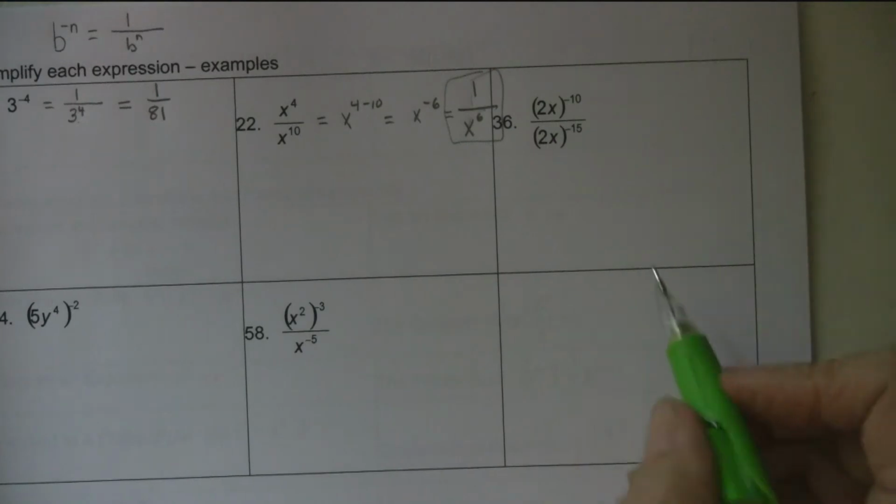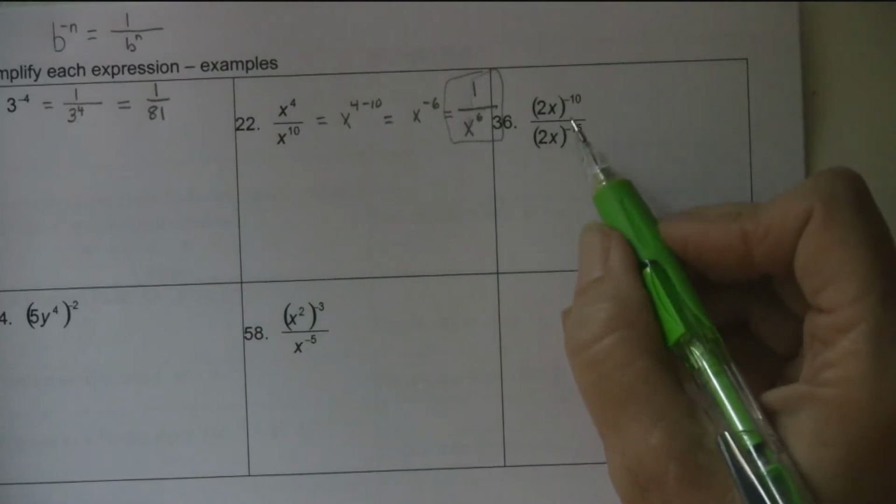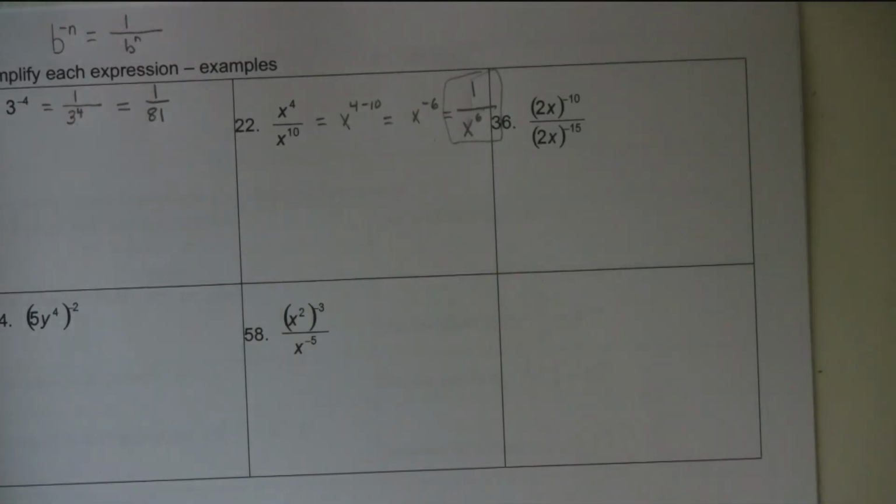This one's not simplified because this base occurs twice. 2x is the base, and it occurs twice. And also because of negative exponents. So there's more than one reason that this one's not simplified. So I certainly can use the quotient rule, and I can certainly use the negative exponent rule. Whichever one I want to use first would be just fine. And so it's my decision which rule I would want to use first. I could also use the product to a power rule first if I wanted. That would be another rule that I could use.